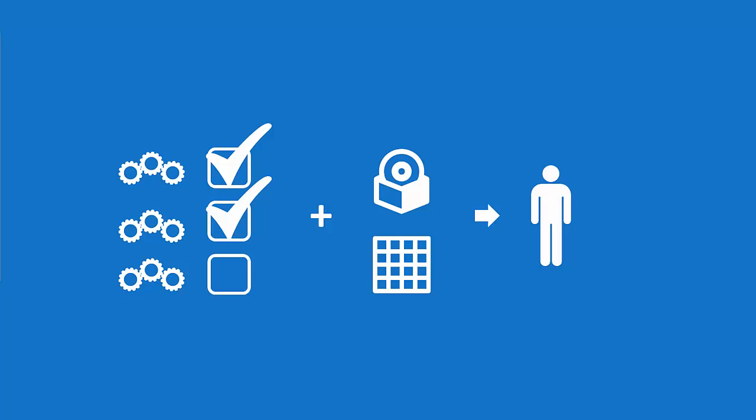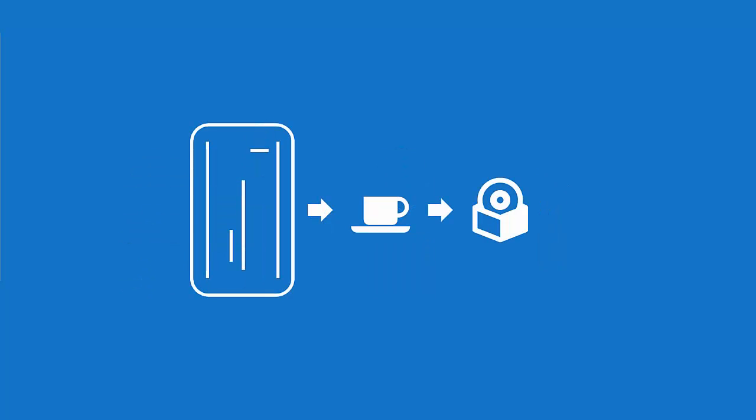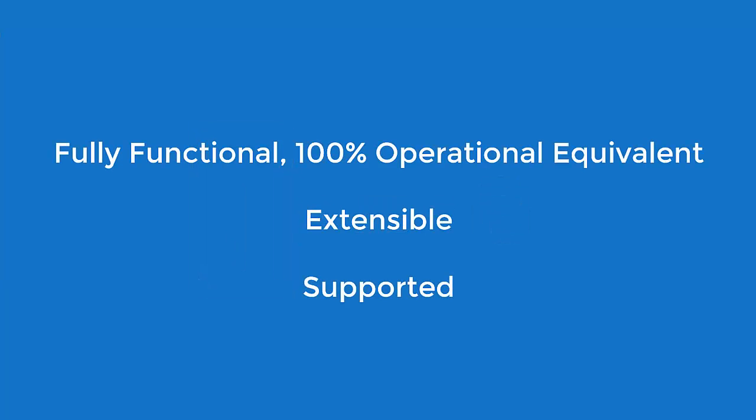Since we don't require code freezes during the conversion process, there will be a final code refresh performed to account for any changes to the source system that may have been made during the conversion process. Once that's done, the Modern Systems application is ready for production. Fully functional, extensible, and supported.